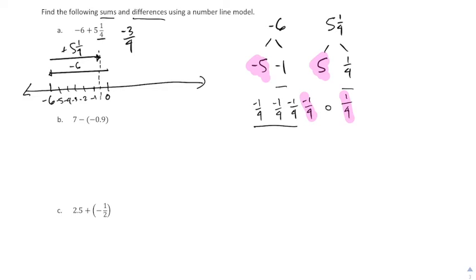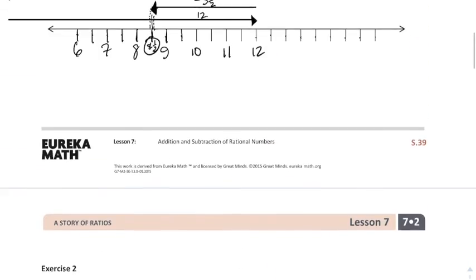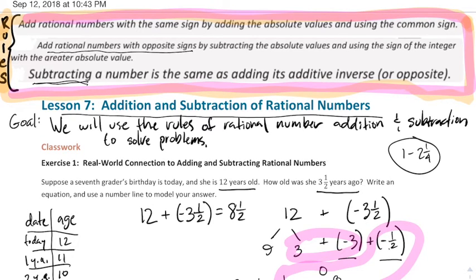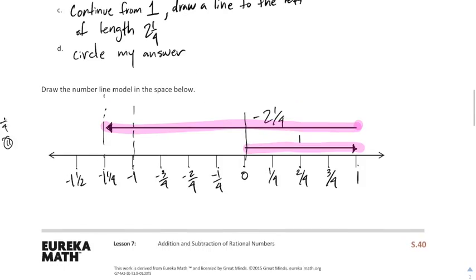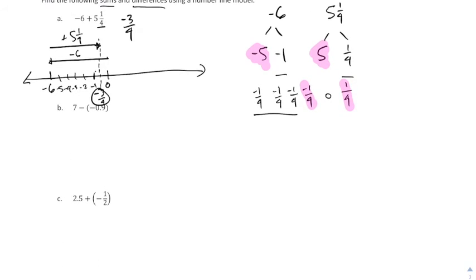And since I've gone 5 to get to -1, then I've gone 1/4 more to get to -3/4. That's my answer for that one. 7 minus -9/10. So according to my rules, subtracting a number is the same as adding its additive inverse. I will add the opposite of negative 9/10, and that will be positive 9/10.